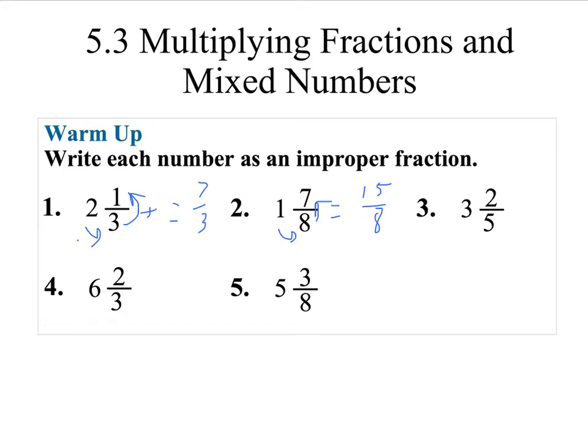The answer for number 3 is going to be 17/5. 3 times 5 is 15, plus 2 is 17. Keep the same denominator. I move on to the next one. 20/3 is going to be 6 2/3, and 5 3/8 is going to be equal to 43/8. Again, this is all review. Multiply going down, add coming up. Know that you will be doing this a little bit in the lesson.